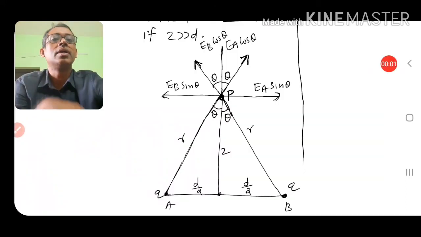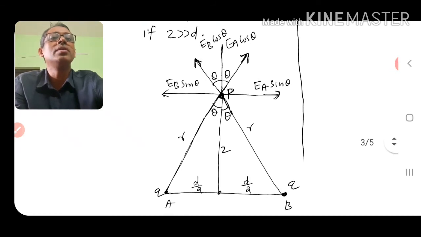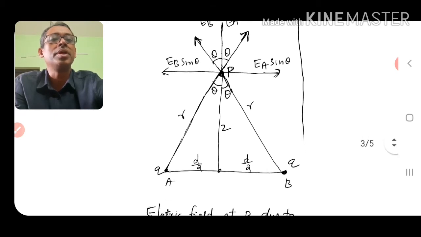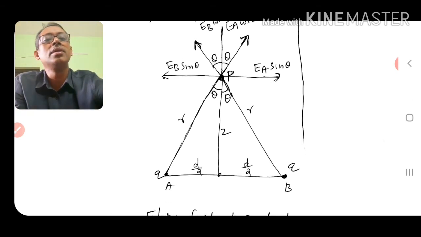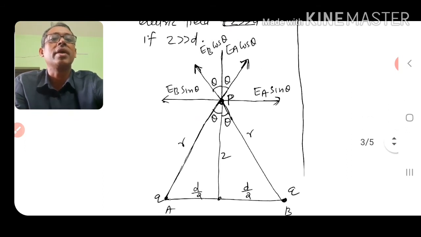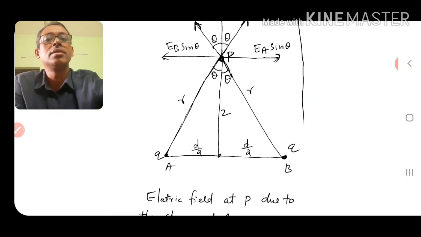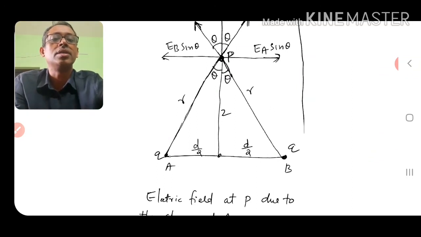The electric field at the point P due to the charge at A will be along AP, from A to P, and the electric field at the point P due to the charge at B will be along BP. This angle theta is marked there. The distance from A to the midpoint of the line is d by 2, the point P is at a distance z above it, and AP is r, BP is also r.